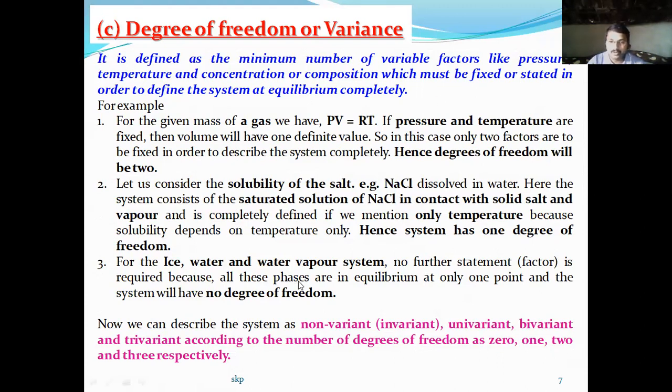Again, for ice, water, and water vapor at a particular point, which is called the triple point, all the phases are in equilibrium, and we need not explain any factor. Based on that, we can describe the system as invariant, that is 0 degree of freedom, univariant, bivariant, and trivariant, according to the number of degrees 0, 1, 2, and 3.